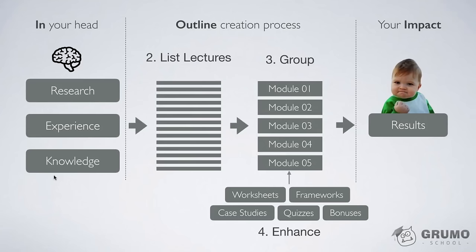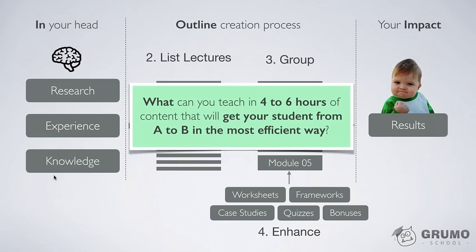So the reality is these online courses usually don't take 100 hours to take. The average course is anywhere from 4 to 6 hours. So think, what can you teach in 4 to 6 hours of content that will get your students from A to B in the most efficient way? Anything that is not helping them get to that very specific goal B should be removed, because this is about getting your student from A to B in the most efficient way and in 4 to 6 hours. What can you teach in 4 to 6 hours that can make a huge difference in people's lives, right?